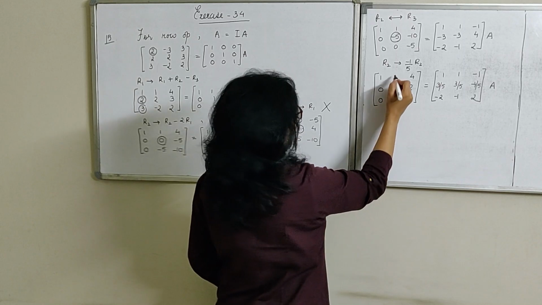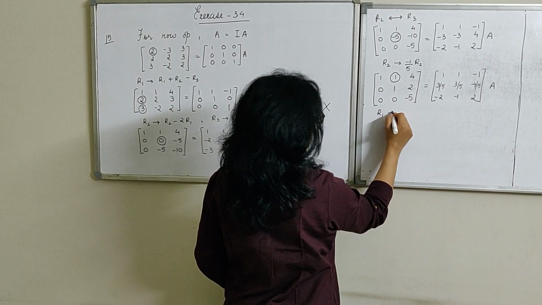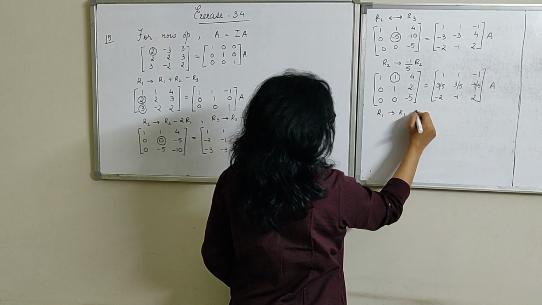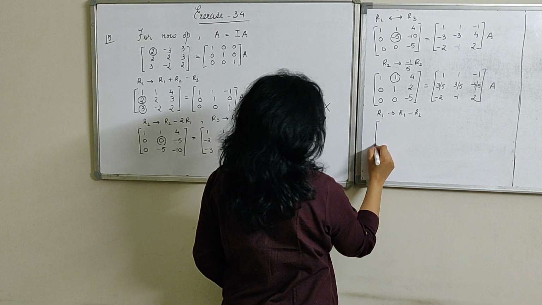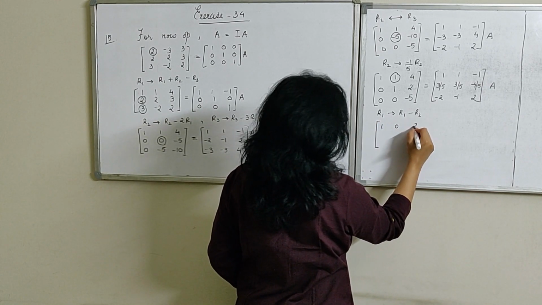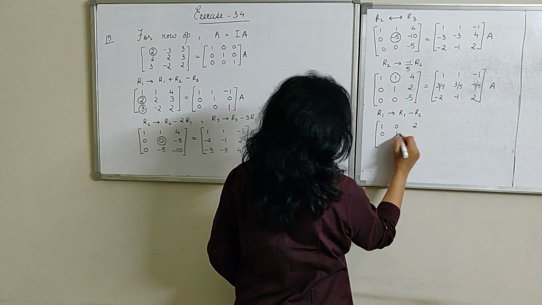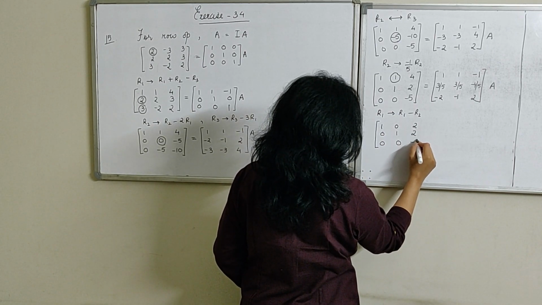So now in the second column, this element is left, which is in the first row. So performing an operation like R1 minus R2, the first row will become 1, 0, 2. Second row does not change. Third row does not change.